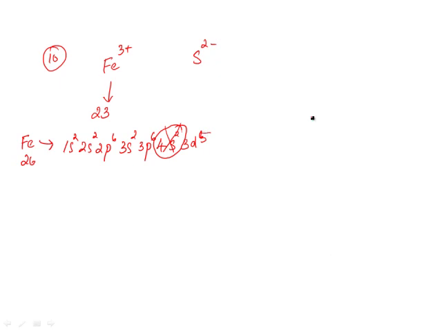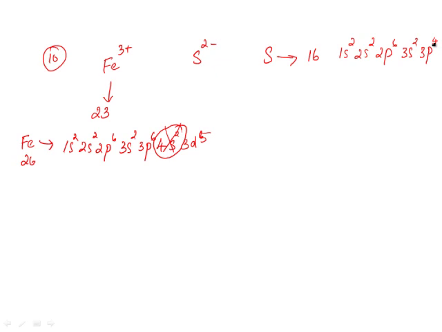Now for the negative ions, let's say S2-. What is normal sulfur? What is the atomic number? 16. So if you write the electronic configuration, 1s2, 2s2, 2p6, 3s2 and 3p, 1, 2, 3, 4, 3p4. I'm writing for the normal sulfur. I'm going to show you what happens in S2-. This is normal sulfur, 3p4.